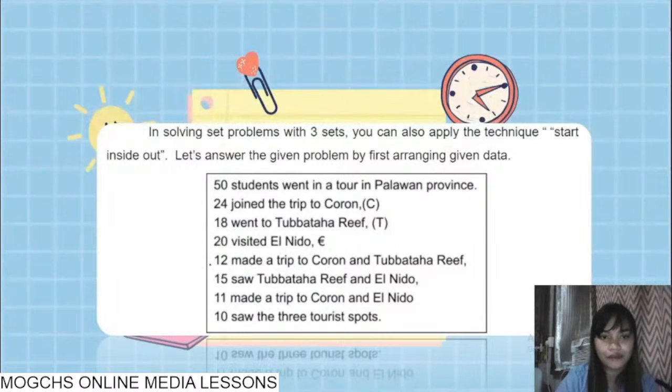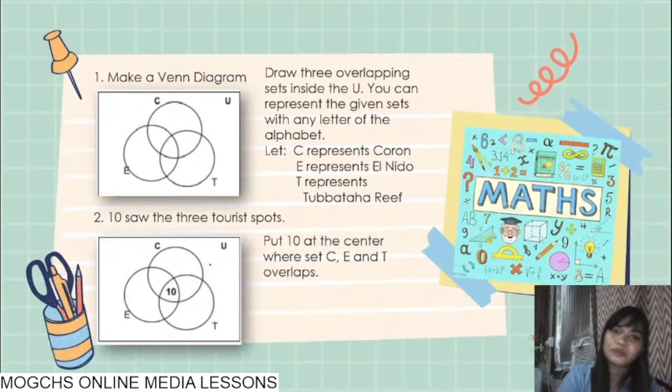Again, first we are going to arrange the given data. The 50 students went on a tour in Palawan province, 24 joined a trip to Coron, 18 students went to Tubbataha Reef, 20 visited El Nido, 12 made a trip to Coron and Tubbataha Reef, 15 saw Tubbataha Reef and El Nido, 11 made a trip to Coron and El Nido, and 10 saw the 3 tourist spots. So first, make a Venn diagram, of course. There are 3 sets this time.